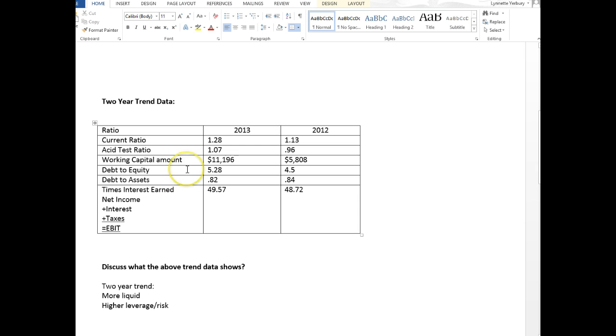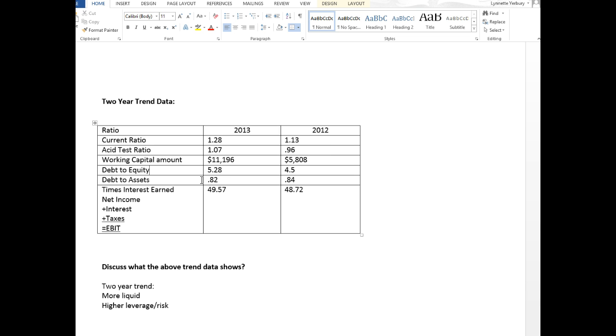Let's look at the risk now, debt to equity. For every dollar IBM has in equity, they have $4 in debt in 2012 and $5.28 in 2013. So as far as debt goes, they're more heavily leveraged. If you look at debt as a percent of assets, it was 84% in 2012 and 82% in 2013. I myself don't like to see assets financed with more than 75% debt. So you could say IBM's heavily leveraged.